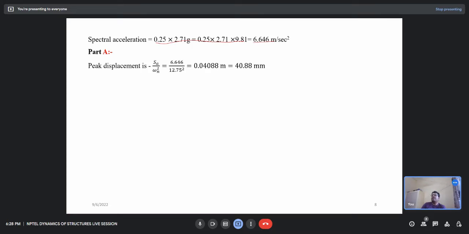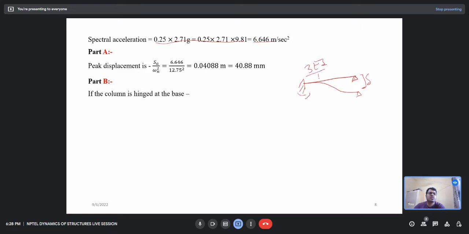Now the other questions, part B and part C, ask what the bending moment is in the shorter or the longer column. Part C is also the same. If the column is hinged at the base, what is your bending moment? It is the stiffness K times the displacement delta, so that will be 3EI by L square into delta.